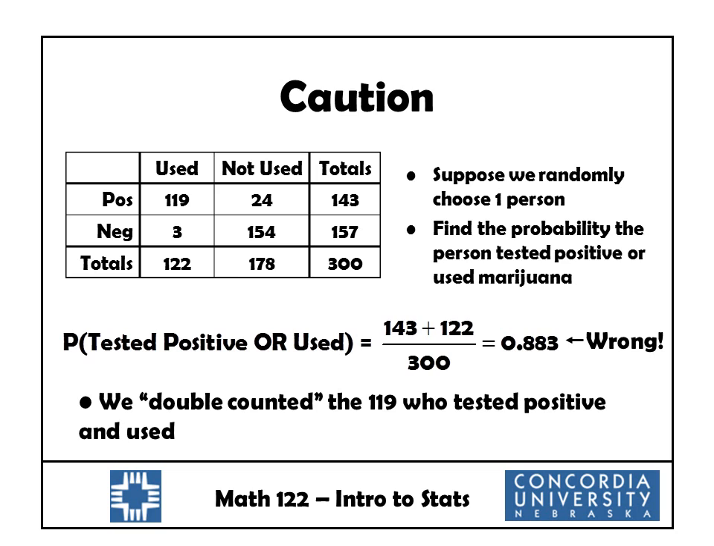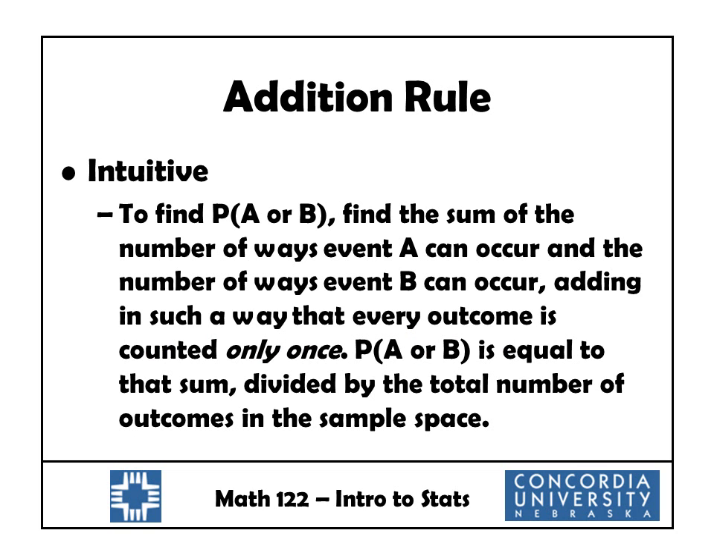So this caution illustrates the basic idea behind what we call the addition rule. The addition rule is a rule for calculating the probability that one event or a second event occurs in a single trial of a procedure. So to find the probability of A or B, find the sum of the number of ways event A can occur and the number of ways event B can occur, adding in such a way that every outcome is counted only once. And that's the key phrase there, only once. A probability of A or B is equal to that sum divided by the total number of outcomes in the sample space.